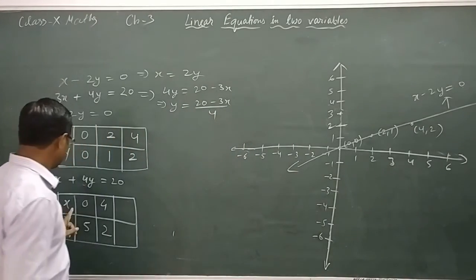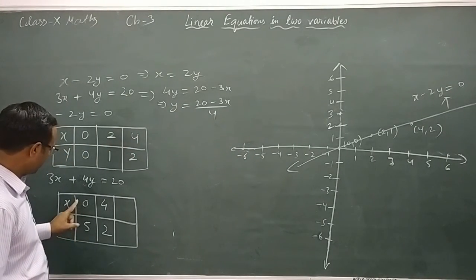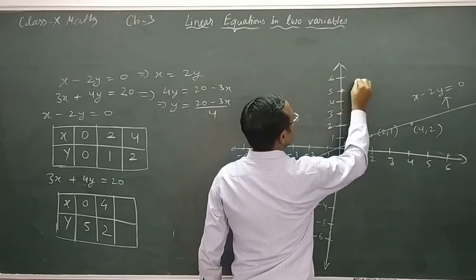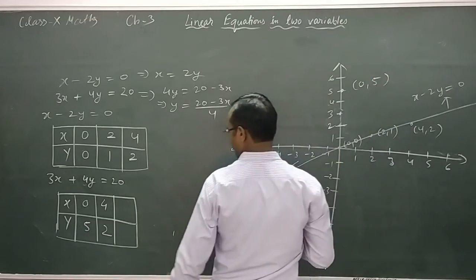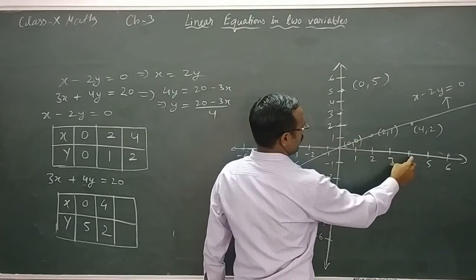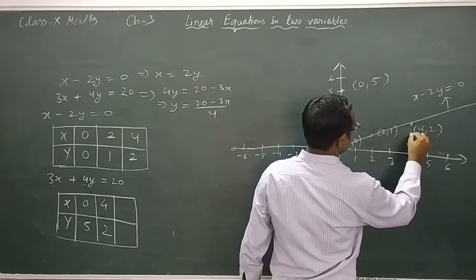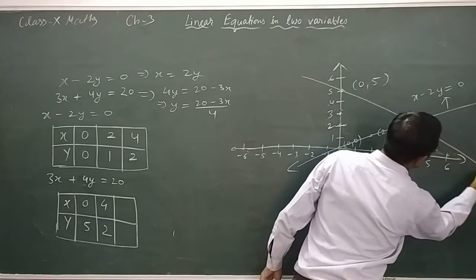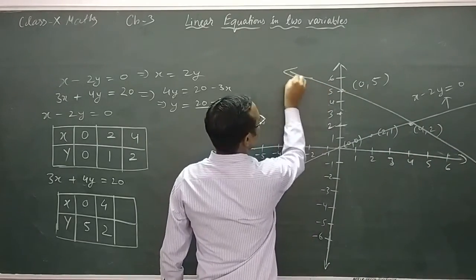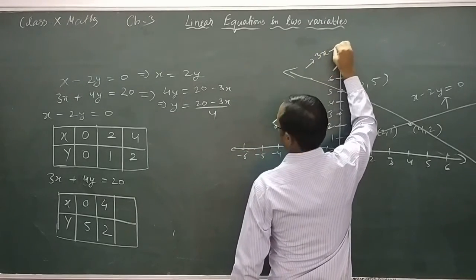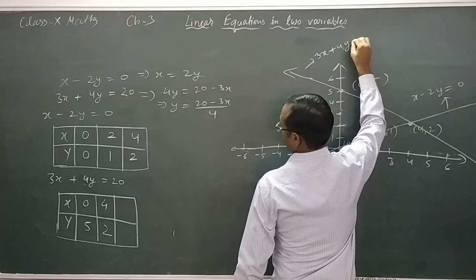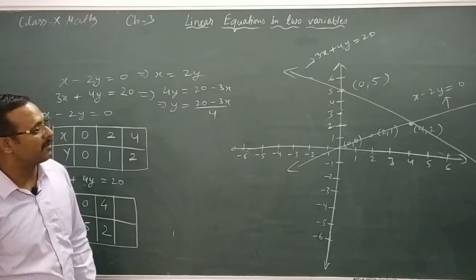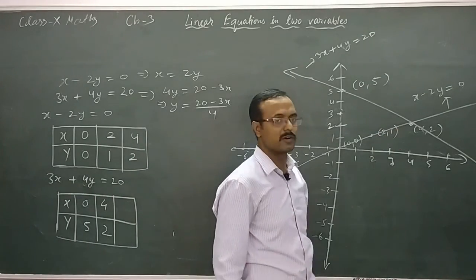Now the second line. For the second line, the first point is 0, 5. So 0, 5, this is the first point. The second point is 4, 2. 4, 2, this is our second point. So this is the same point. If you join these points, you will obtain a line like this. This is our 3x plus 4y equal to 20. Now you can see that the two lines formed are intersecting at one point, that is 4, 2.